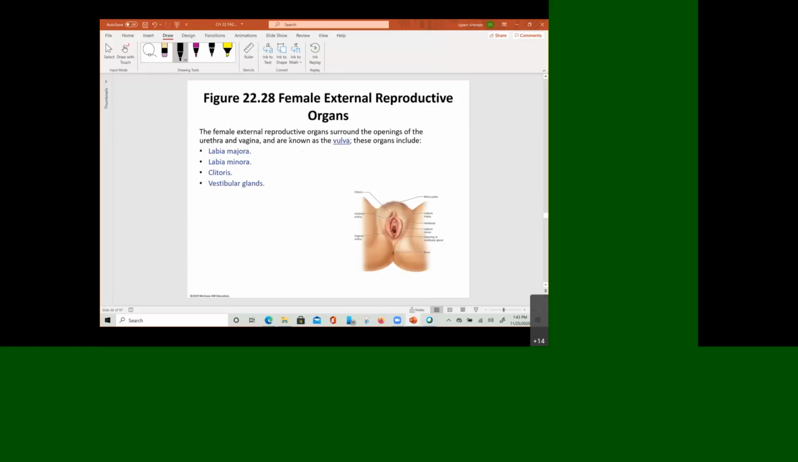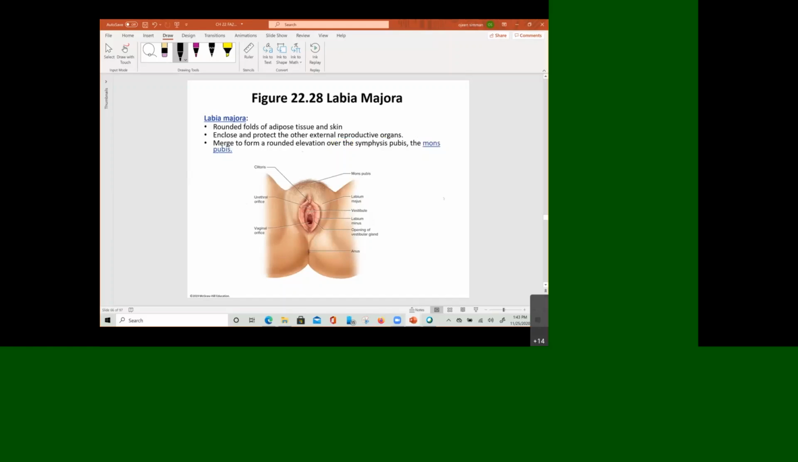We have the female external genitalia, okay, which basically consists of the vulva. That includes the labia majora, minora, clitoris, and the vestibular glands. Labia majora are basically rounded folds of adipose tissue and skin. Their function is to enclose and protect other external reproductive organs. The labia majora actually merge to form a rounded elevation over the pubic symphysis called the mons pubis, which is this right here.